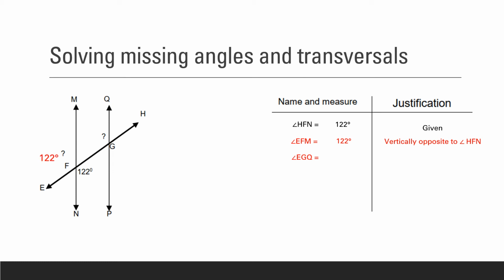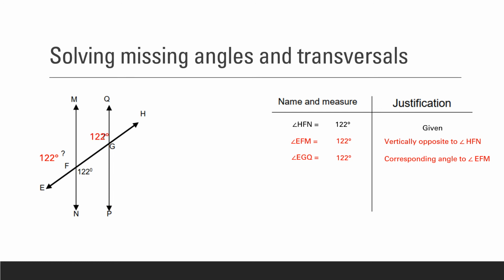All right, EGQ, the other question mark, well, that has to be 122 degrees also. And the reason is because it's corresponding. Corresponding, if you remember, means that it's in the same position on the same side of the transversal and next to its other parallel line. So it's corresponding to EFM. So that's it. That's the question.